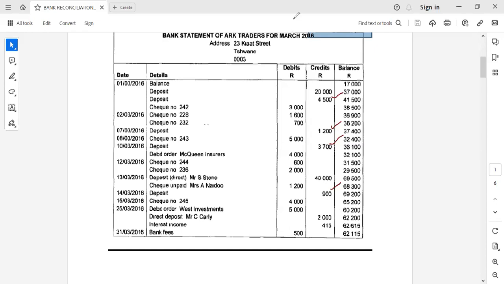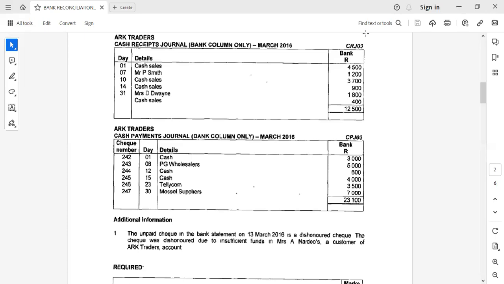If you check here, these ones appeared on the bank statement. They are sorted. But these two are the outstanding deposits because they are not there on the bank statement. Then we check our CPJ, and check if these things are on the debit side of the bank statement. We have check number 242 up to 247. Right.